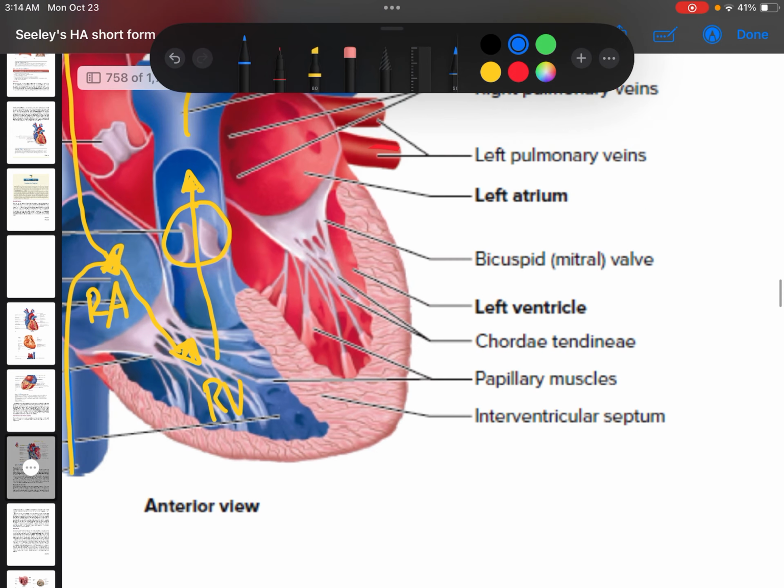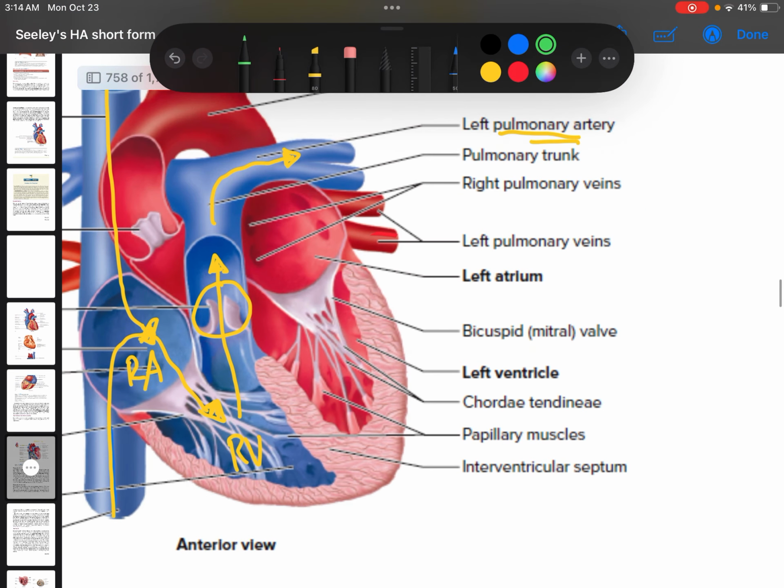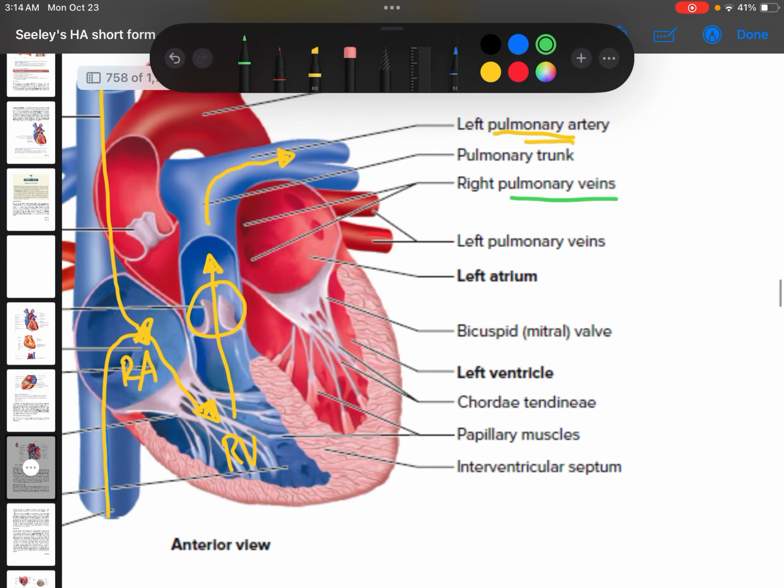Now class, after it has been oxygenated, it will return to your heart by using our pulmonary veins. Okay? The pulmonary veins are also the exception for veins.